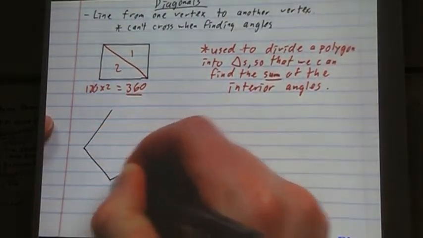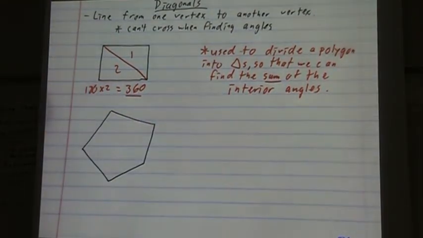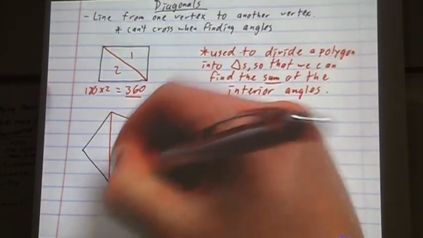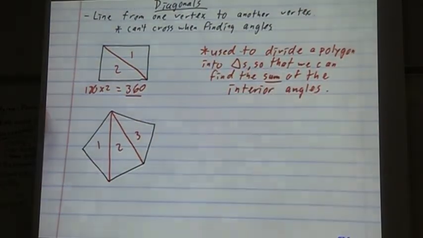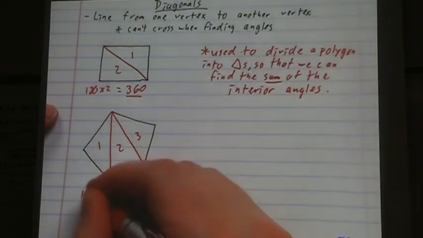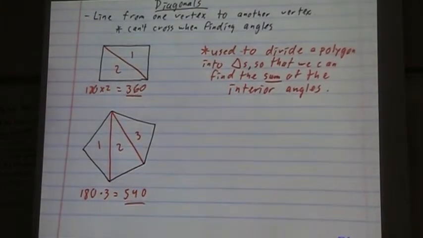We'll do a pentagon also. And with the pentagon, vertex to vertex, vertex to vertex, 1, 2, 3. We have ourselves 3 triangles. 180 times 3 would be 540. Cool.